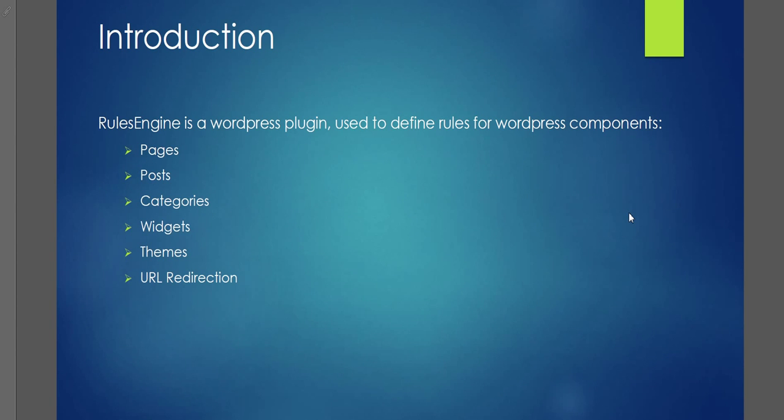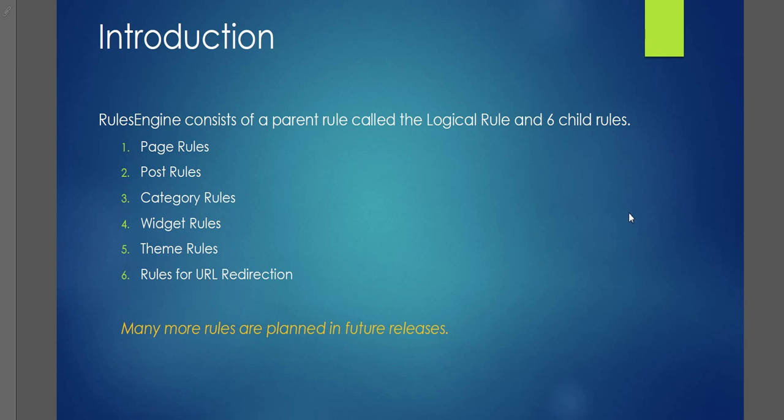Rules Engine is a WordPress plugin used to define rules for WordPress components such as pages, posts, categories, features, themes, and URL redirection. Rules Engine consists of a parent rule called logical rule and 6 child rules: page rules, defined for the page component, and post rules, similarly for posts, and other rules: category rules for categories, widgets, themes, and rules for URL redirection.